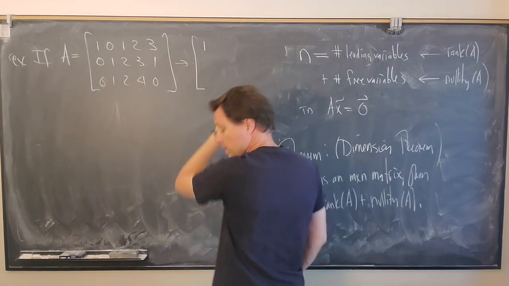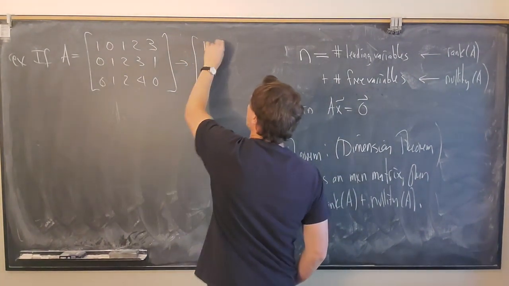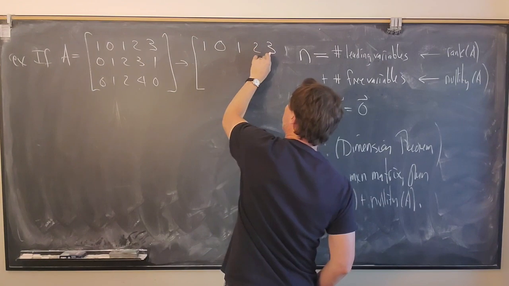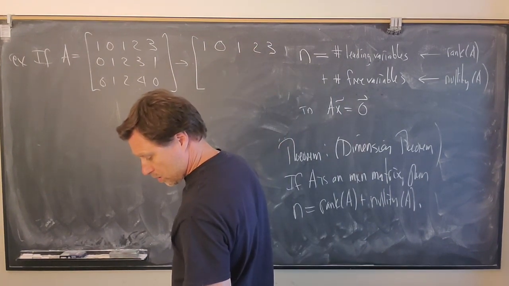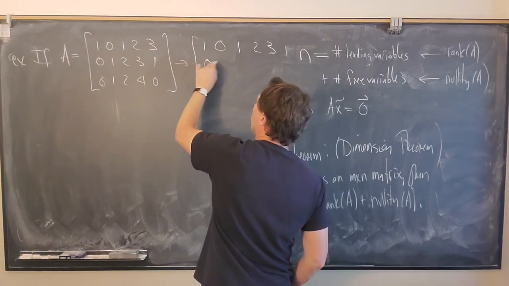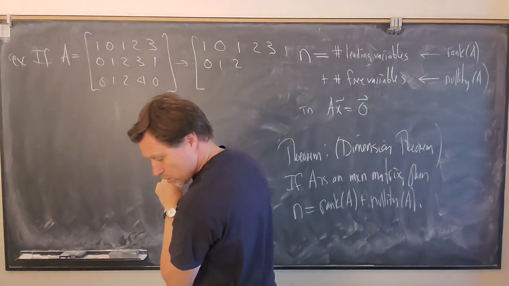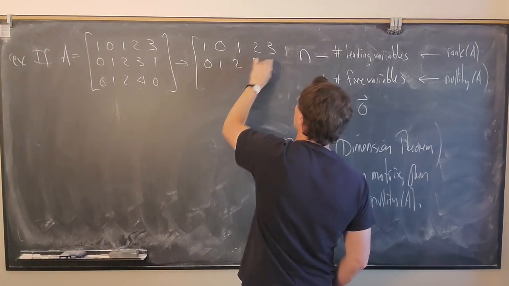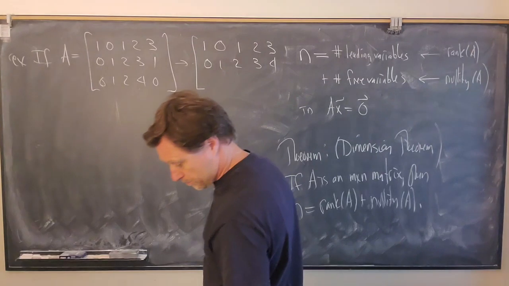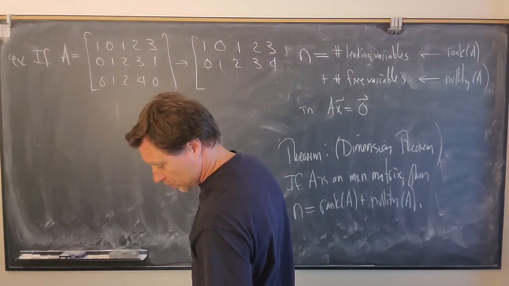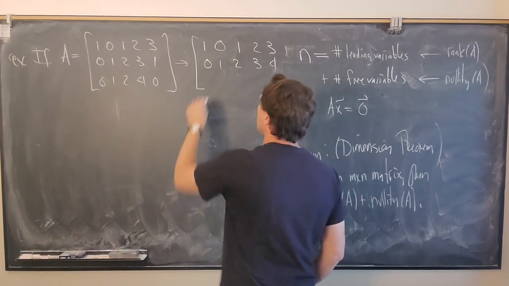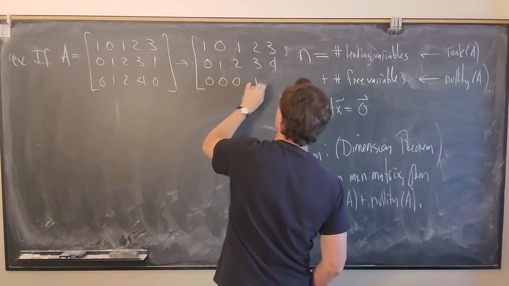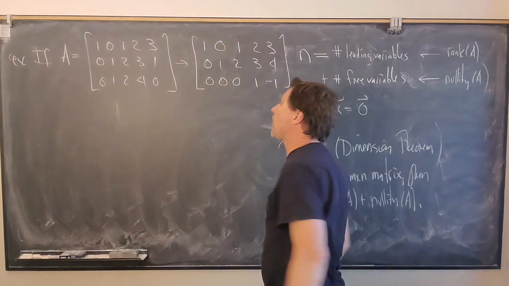So 1, 0, 1, 2, 3. 0, 1, 2, 3, 4. And 0, 0, 0, 1, minus 1. Okay, so that's in row echelon form.